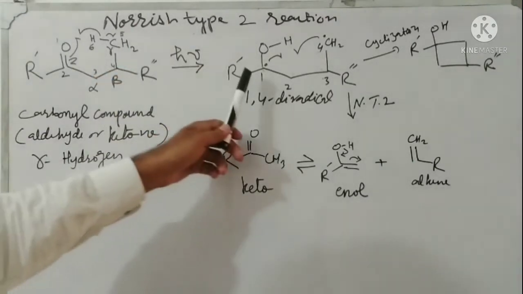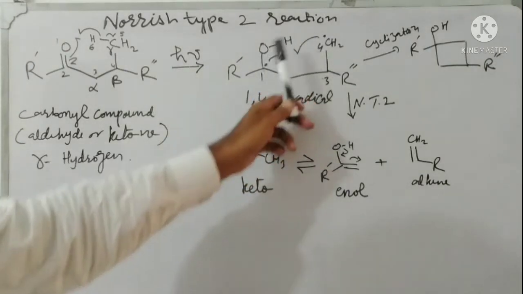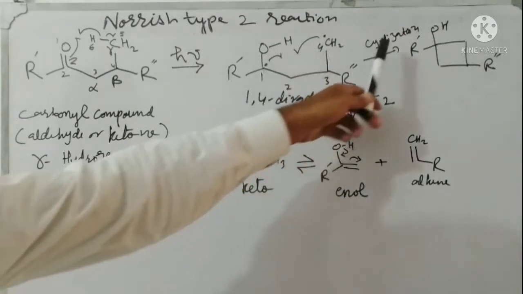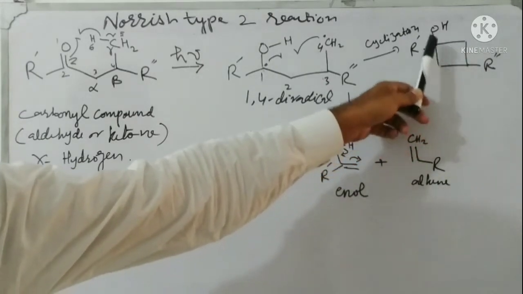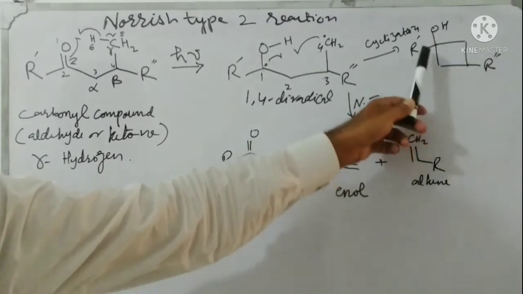So this 1,4 diradical now has two options. One is if this 1,4 diradical forms a bond between this carbon and this carbon, then cyclization occurs and we get this cyclic 4-membered cyclobutanol type of compound. So cyclization occurs.